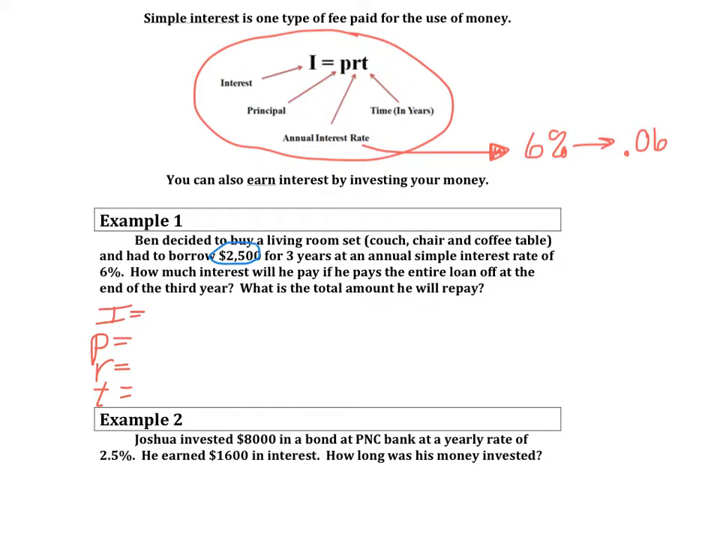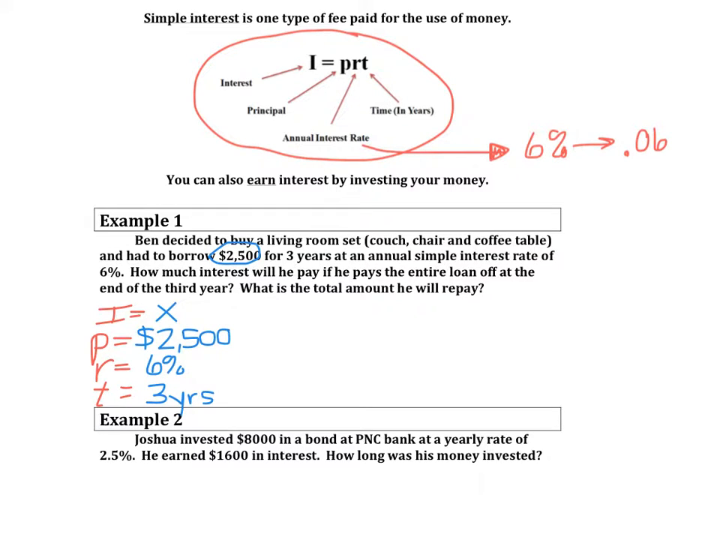So we have all kinds of information they've given us. He borrowed the $2,500. That's the principal. That's how much he originally borrowed. 3 years is the time, and 6% is the rate, which means we're missing the interest.